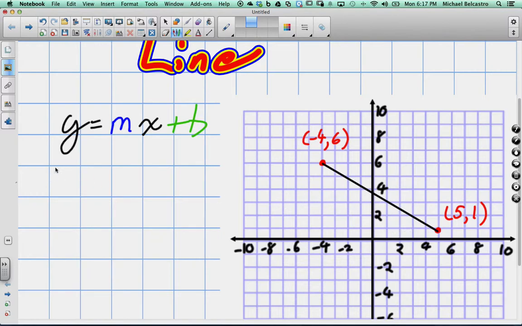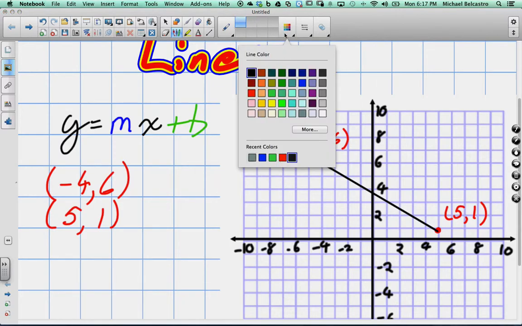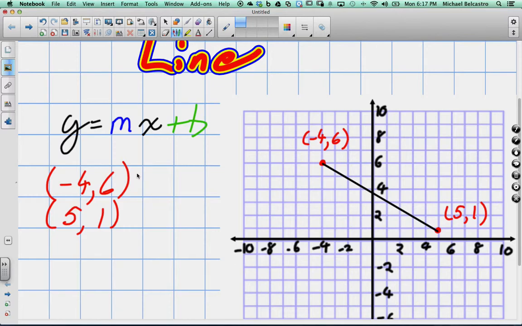So the first ordered pair, -4, 6, and the second, 5 and 1. We need to actually number them, and it doesn't matter which is which. One will be 1, one will be 2. Let's do -4, 6 as coordinate 1. The -4, the first value, is the x, so this would be our x1, which makes our 6 our y1. And then this is our coordinate number 2, this is our x2 and our y2.